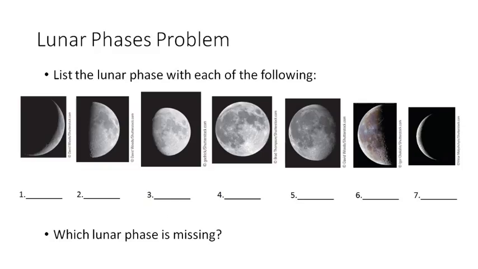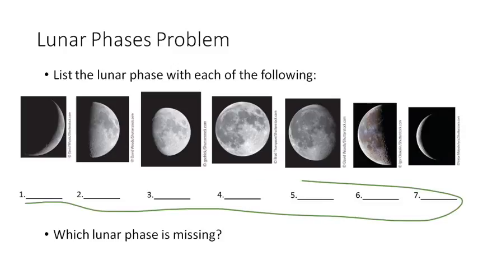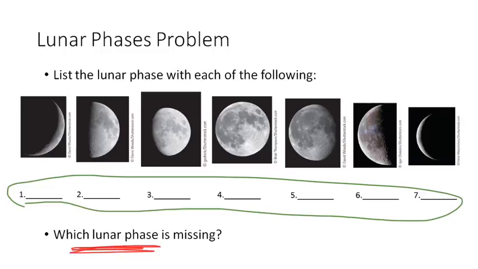So I'll give you a little bit. This is your quiz question for this segment, and you need to list a number. I'll be looking for numbers 1 through 7, and then tell me which phase these are. Make sure that you write the crescent or gibbous or quarter, and then say if it's waxing or waning. And then I have a follow-up question. Which of the lunar phases that we talked about on the previous slide, there are 8 of them, is missing?